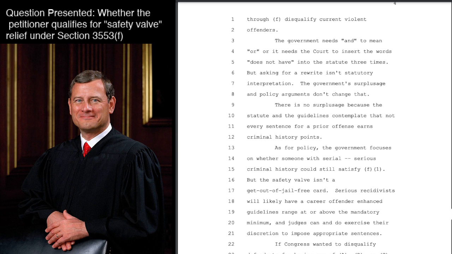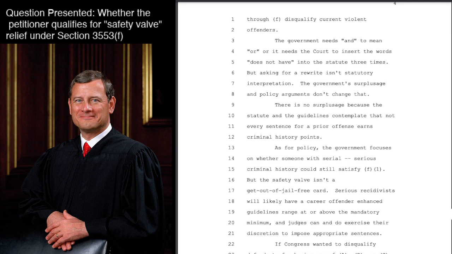There is no surplusage because the statute and the guidelines contemplate that not every sentence for a prior offense earns criminal history points. As for policy, the government focuses on whether someone with serious criminal history could still satisfy (f)(1). But the safety valve isn't a get-out-of-jail-free card. Serious recidivists will likely have a career offender enhanced guidelines range at or above the mandatory minimum, and judges can and do exercise their discretion to impose appropriate sentences.